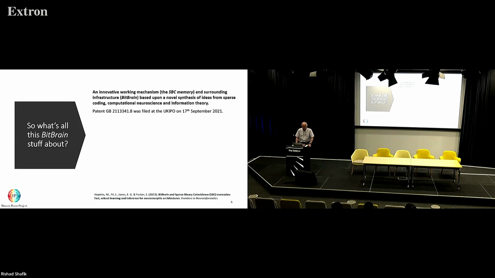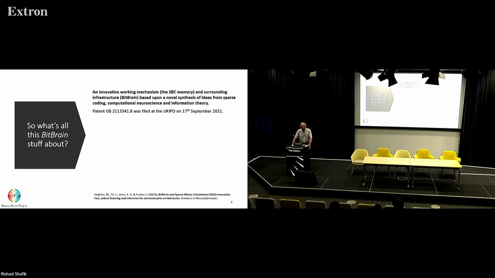And the answer is it's an innovative working mechanism, which we call the sparse binary coincidence memory. So it has a very memory-like structure. And the name suggests how it operates. It's sparse. So not much memory is invoked at any particular time. It's binary, so things are very simple. And it's a coincidence memory. So effectively, it's a memory that stores coincidences of particular features that are identified in the input data.